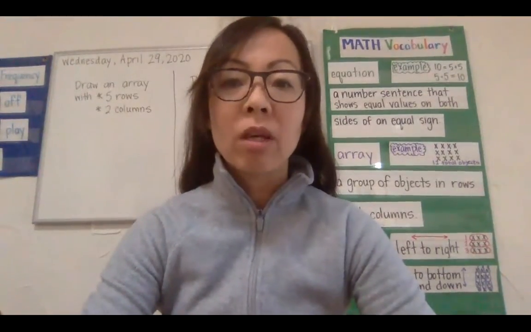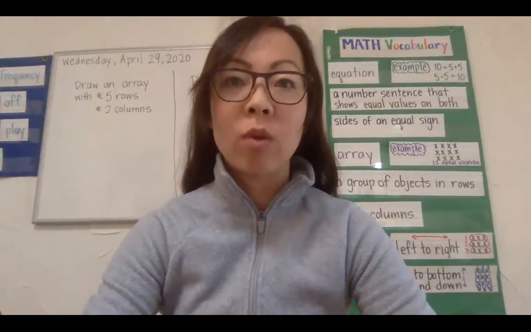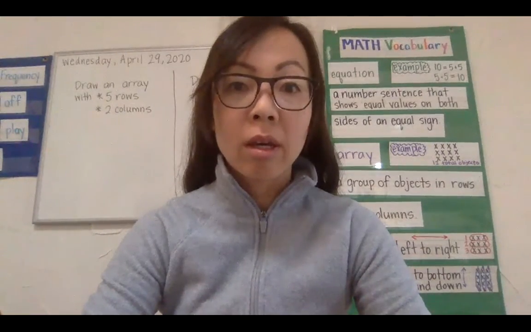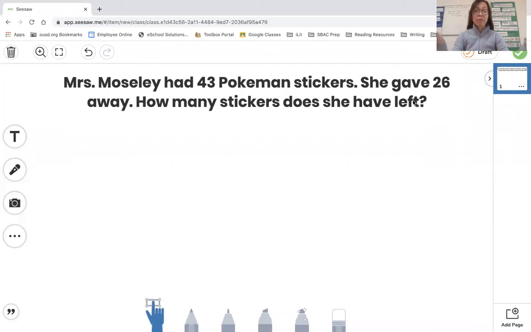So let's think, what would that word problem look like? Well, it would look like this. Mrs. Moseley had 43 Pokemon stickers. She gave 26 away. How many stickers does she have left? Well, we already know that job number one, where we're looking for a word problem, is to read the problem and figure out what's going on.